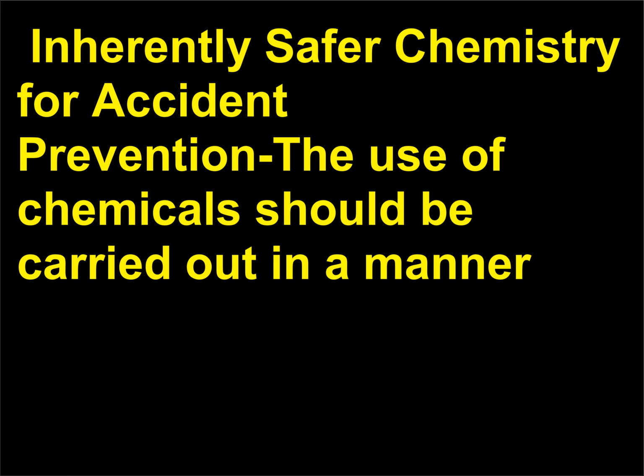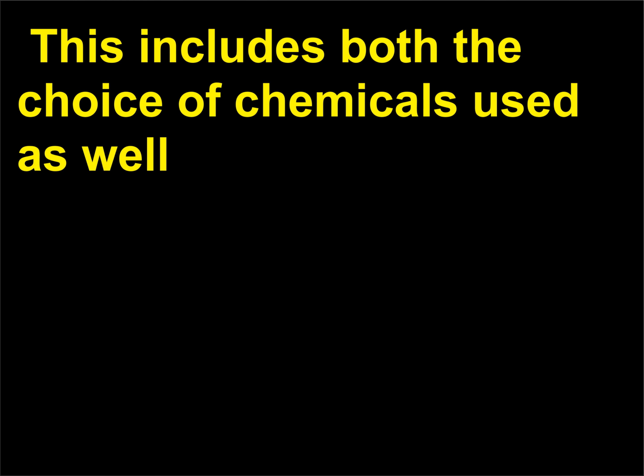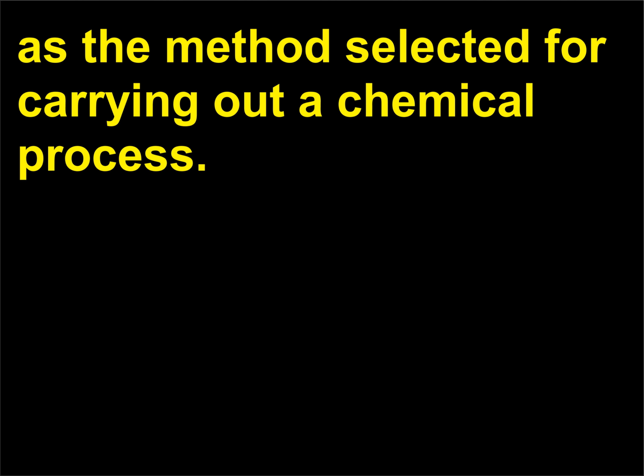Inherently safer chemistry for accident prevention. The use of chemicals should be carried out in a manner that minimizes the likelihood of accidents that may be damaging to the environment or to human health. This includes both the choice of chemicals used as well as the method selected for carrying out a chemical process.